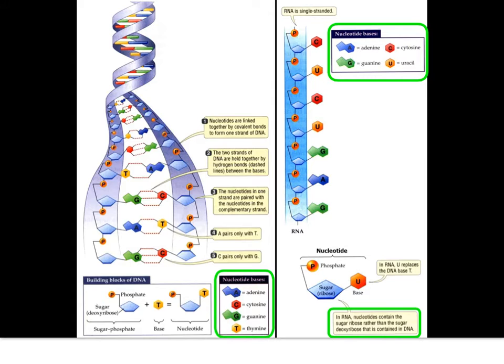And the third difference, which should be hopefully fairly obvious, is that DNA is double-stranded, right? There are 2 strands, and RNA is single-stranded. So you need to know those 3 differences. The sugars are different, the bases are different, and DNA is double-stranded, RNA is single-stranded.